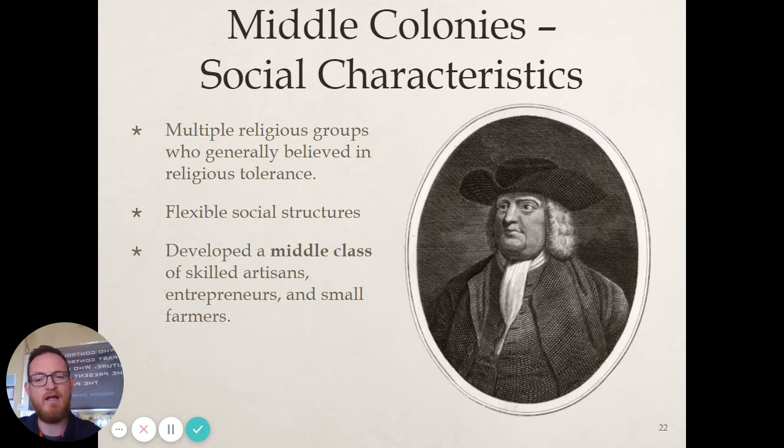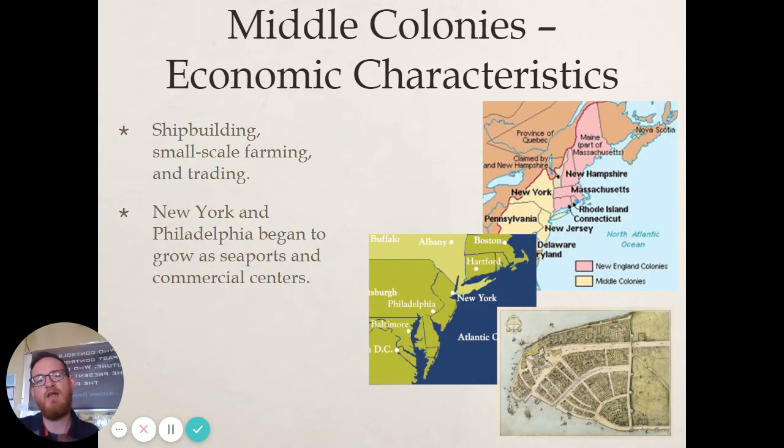Now, what were the economic characteristics of the middle colonies? You're going to see the middle colonies very heavily based in trade. They would build ships there to go trading. Again, the climate and the soil in that area didn't really lend itself to large-scale farming. So that's why you see so much trading, especially out of ports such as New York and Philadelphia, which grow as seaport and commercial centers. And that's going to be a hallmark of the middle colonies.